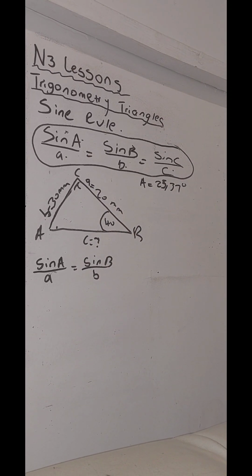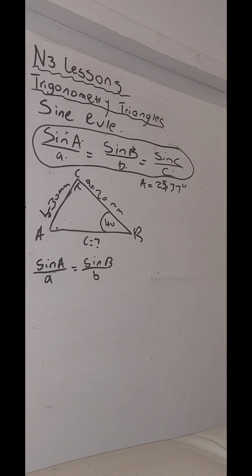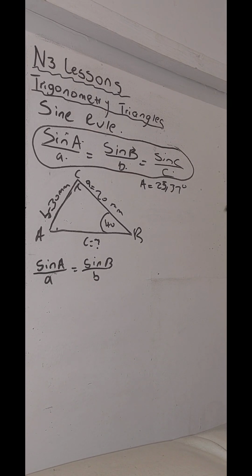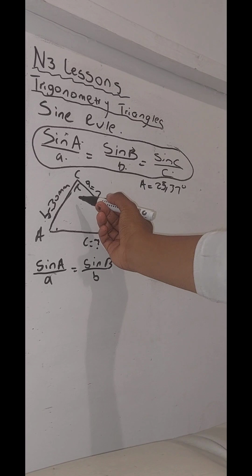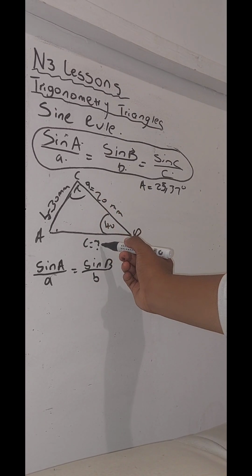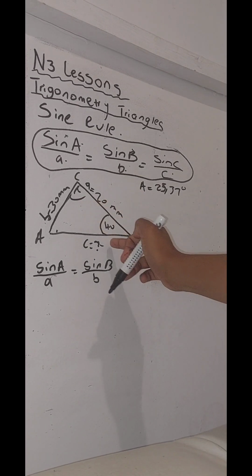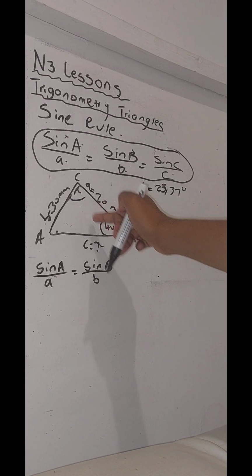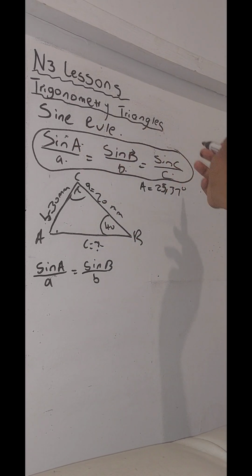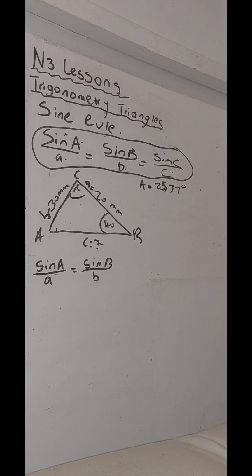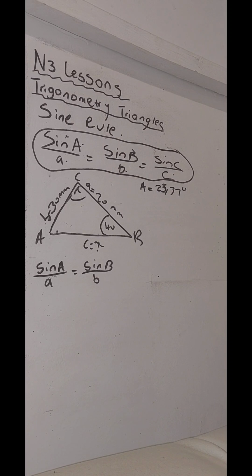Let's try to calculate for C. Okay, guys, I've just realized that C doesn't have any information about it. We don't have an angle and we also don't have a length. So we cannot calculate C using the sine rule, which leads us to another rule.